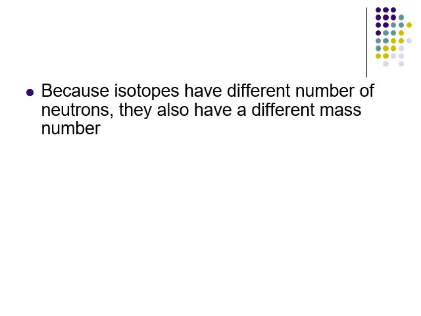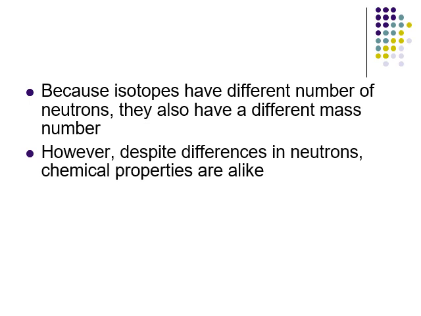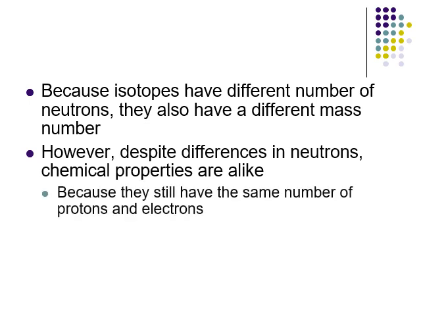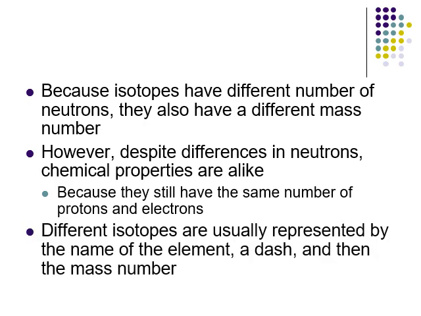Because isotopes have different numbers of neutrons, that's what differs between them. They also have different mass numbers, but their chemical properties are the same, because their protons and electrons are still the same. So a carbon with 6 neutrons and a carbon with 8 neutrons chemically acts the same. The way we usually represent these different isotopes is we write the name of the element, a dash, then the mass number, which I will show you on the next slide.